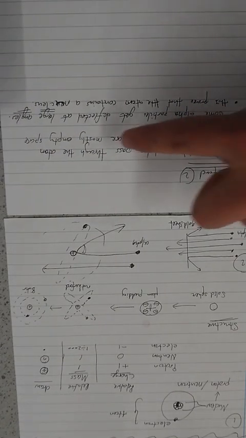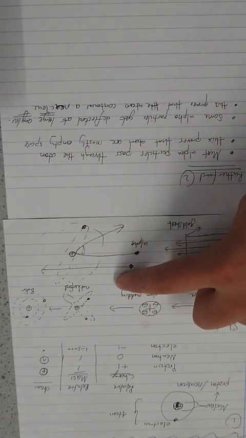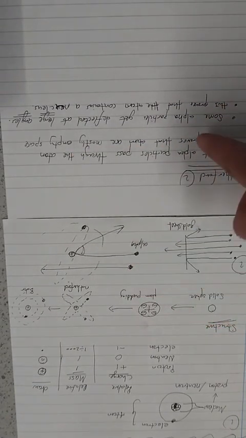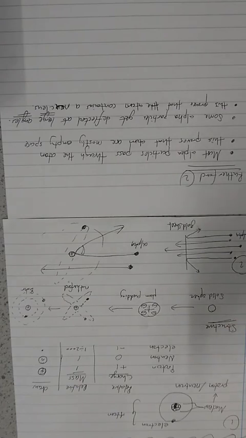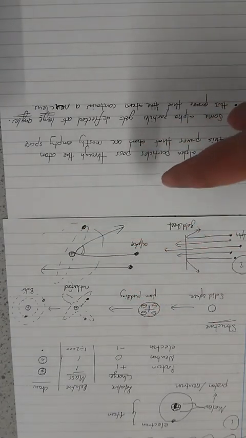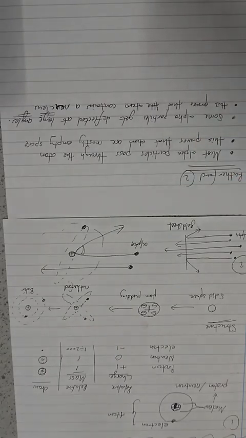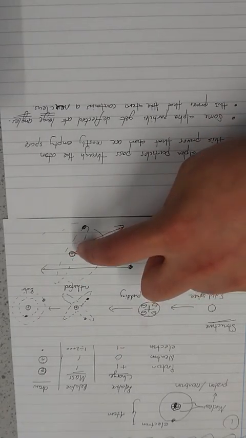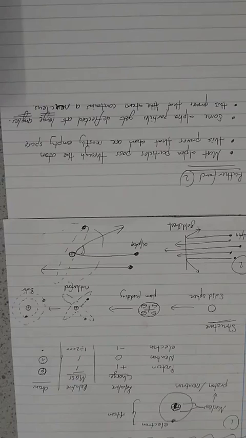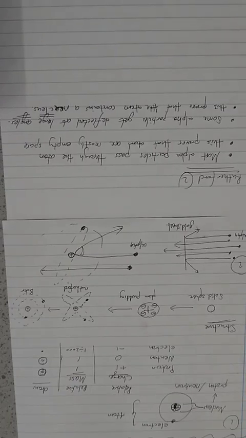One, the particles pass through it. Why is that? This proves that it is mostly empty space. That's why they just go through it. Second, some of them get deflected at large angles. This shows us that it has a nucleus in the center. Very good, excellent. Now we can move on to the next part.